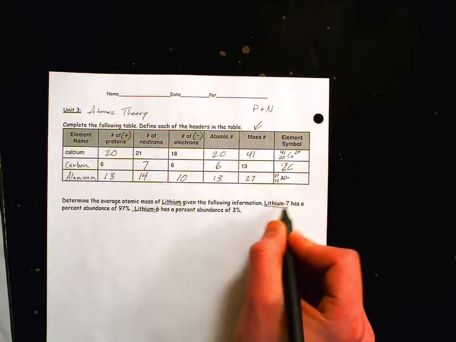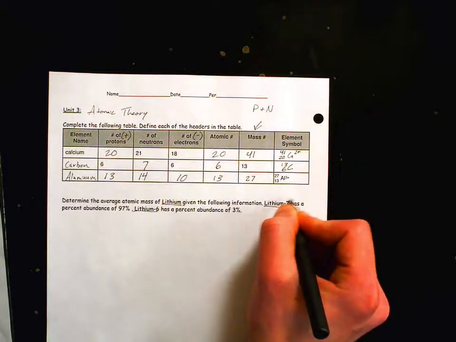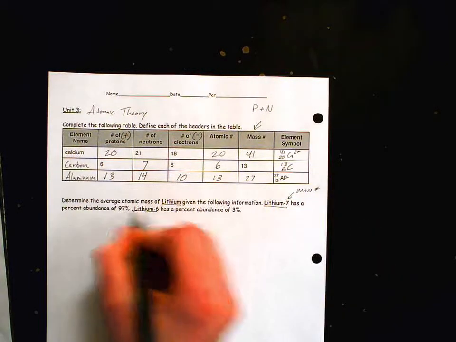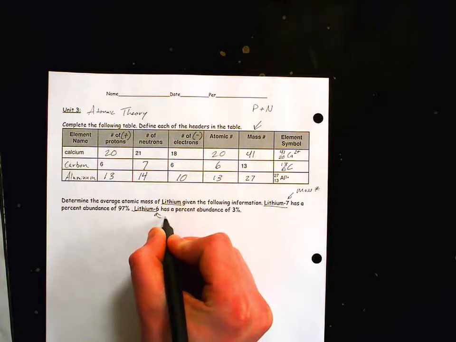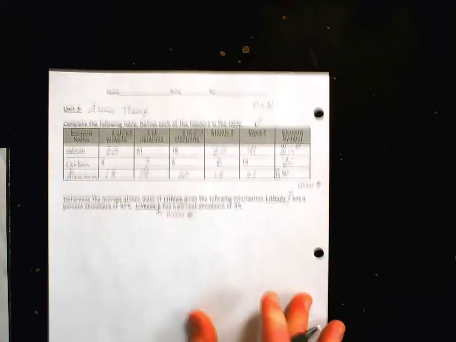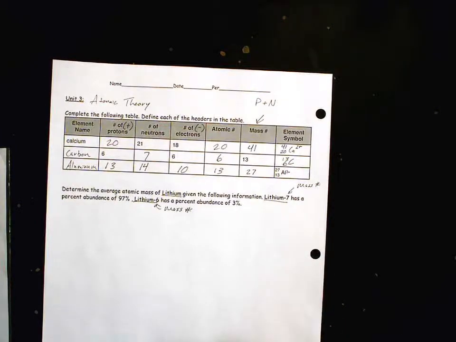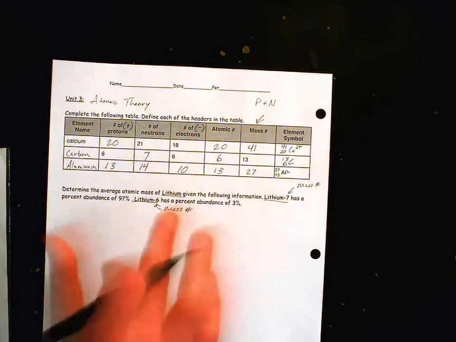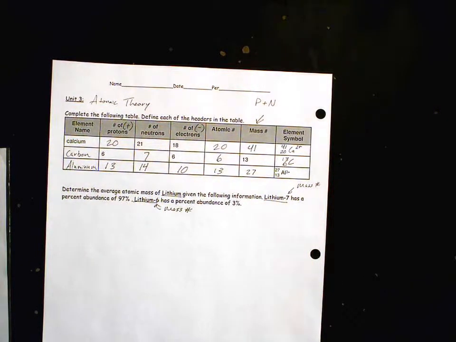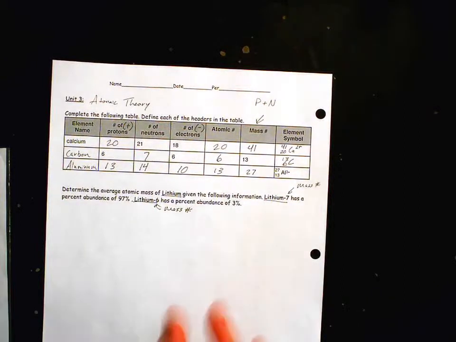So what this means is lithium-7 is a mass number of 7. Lithium-6 has 1 less neutron, so it has a mass number of 6. It's lighter. It's 1 atomic mass unit lighter. So we need to take the weighted average of these 2 isotopes. We need to figure out between these 2 isotopes what is the average atomic mass of this element, because we want to have a consistent average value that we use for calculations.